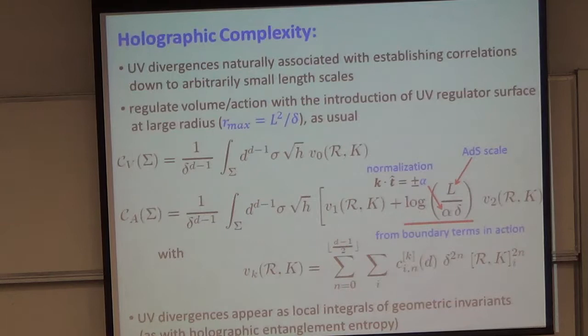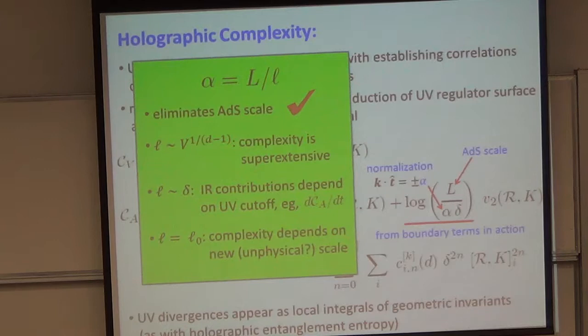You can put those together actually as a virtue, and you can say that what I should do is pick alpha to be the AdS scale over L, some new scale. And so that gets rid of the AdS scale and turns this into a CFT question. But that L then has to be a scale in the CFT. What scale should I choose?